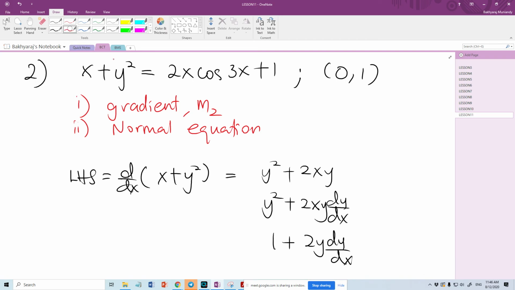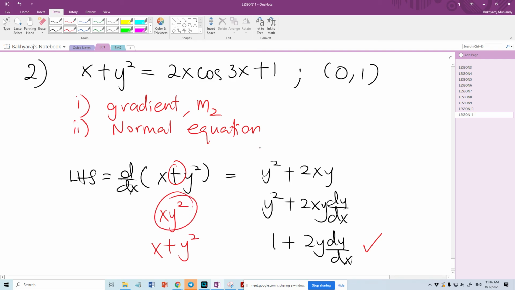Okay, so actually this one is the correct answer. Remember, this one is plus. Careful, you are not doing xy square. You are doing x plus y square. This one is wrong. Actually, I think you did this xy square. It's a plus. So when you do plus, it means you differentiate one by one. So no need to do the product rule actually.